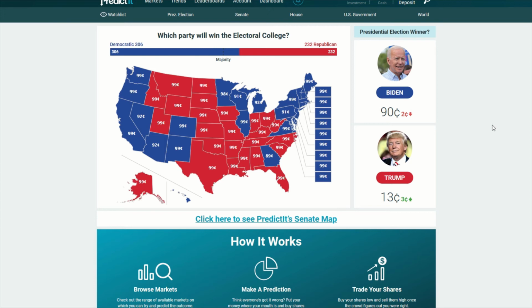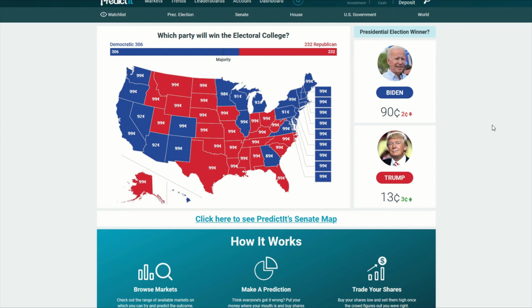So guys, as you can see, we are in the portal, in the home page of Predictit. I will leave the link of this website in the description below. It's predictit.org. It's spelled exactly as it sounds.